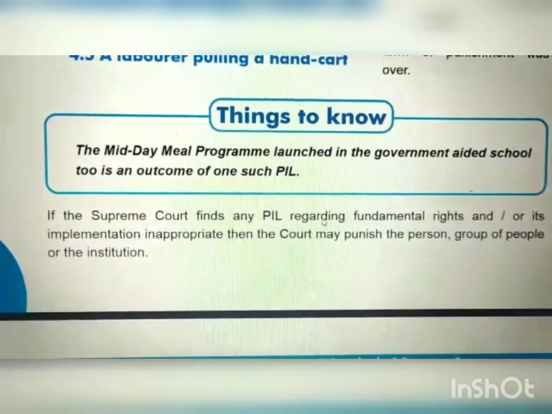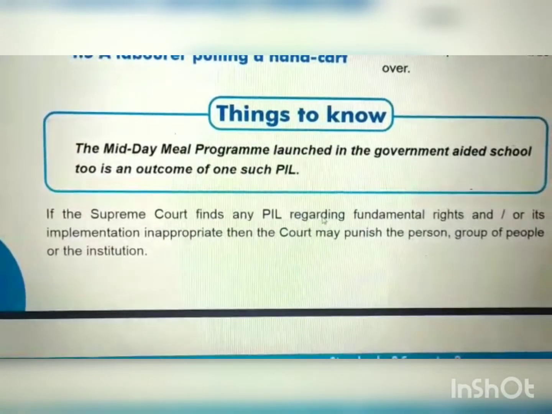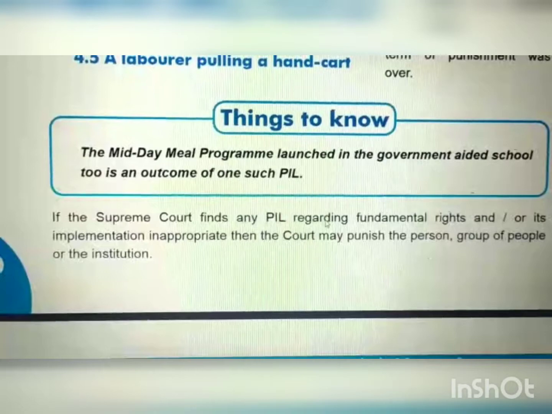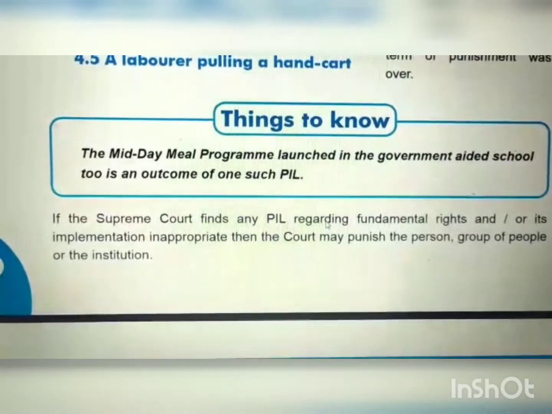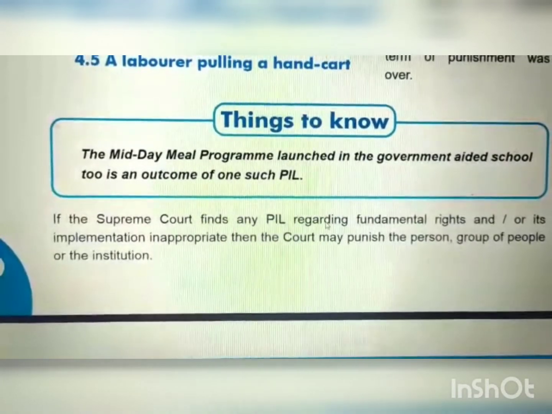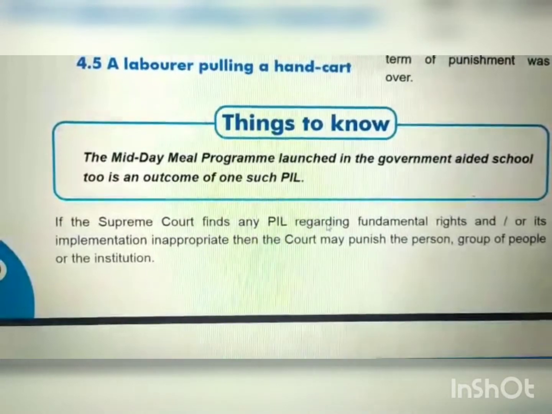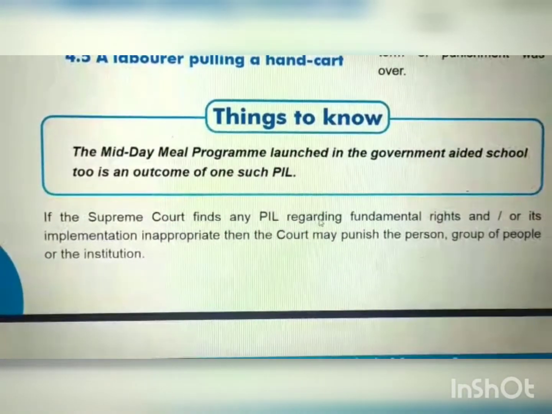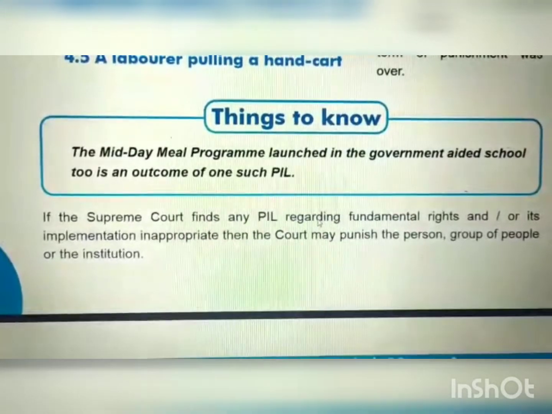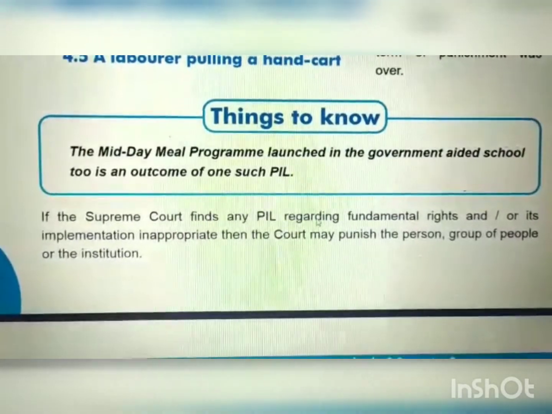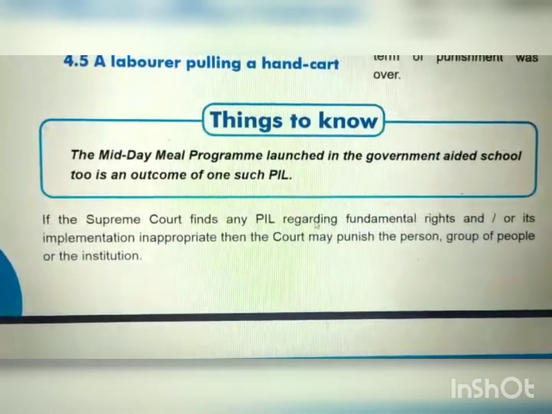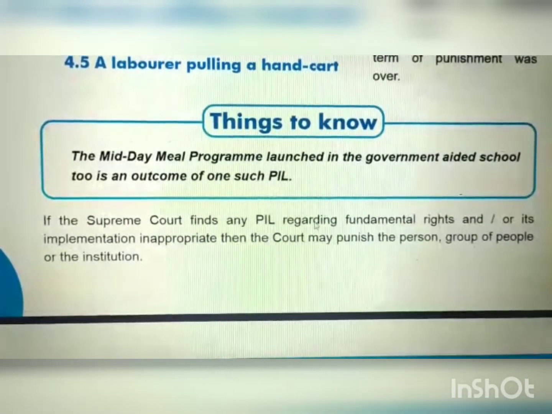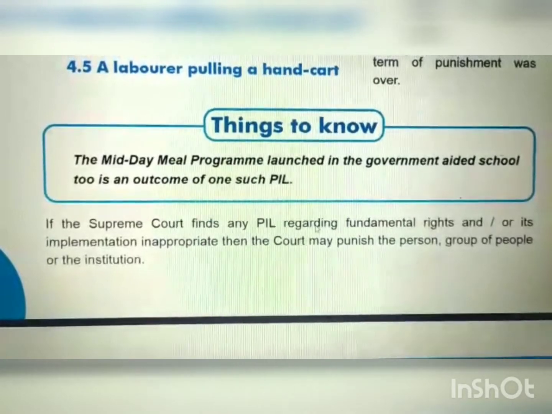Now, if the Supreme Court finds any PIL regarding fundamental rights or its implementation inappropriate, then the court may punish the person, group of people or the institution. It is good that we can file a PIL, but if its implementation is wrong, then the court can punish the person who has filed a PIL, or the group or the institution.